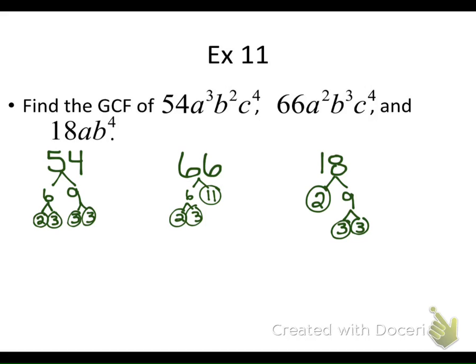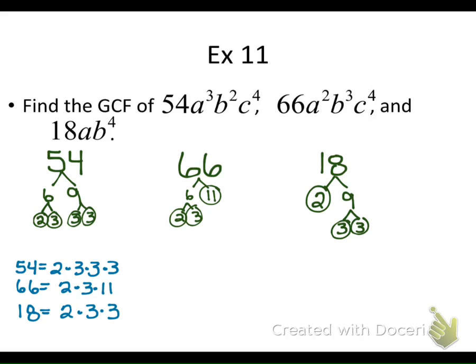So from here, after I do my factor trees, I just list out all my prime numbers in order from least to greatest. What are my prime numbers for 54? 2 times 3 times 3 times 3. And for 66? 2 times 3 times 11. And then for 18: 2 times 3 times 3.